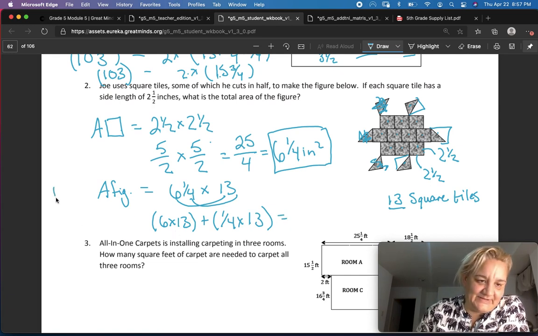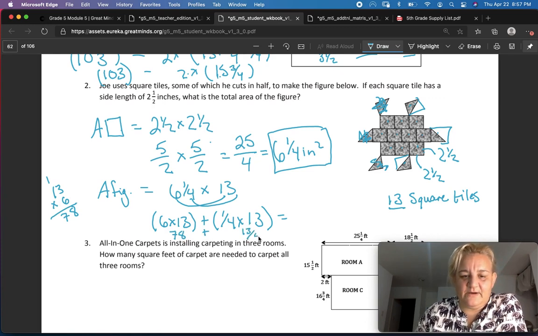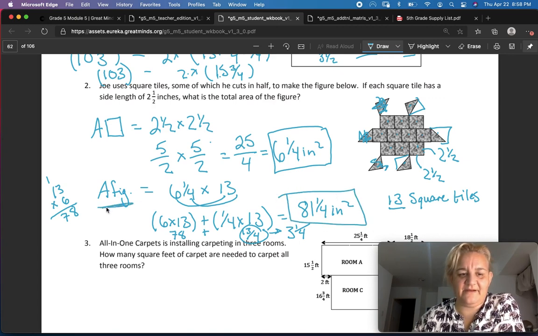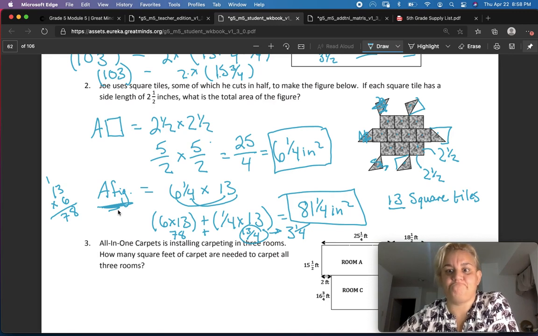All right, I need my scratch paper because I'm not so good at this stuff late at night. So 6 times 3 is 18, 1. 6 times 1 is 6, plus 1 is 7. So there I've got 78 plus 13 fourths. And 13 fourths is just the same as 3 1/4, right? So now I have 78 plus 3, which would be 81, and 1/4 inches squared. And that is the area of my figure, the whole figure. Okay? Yeah, that one wasn't so hard.